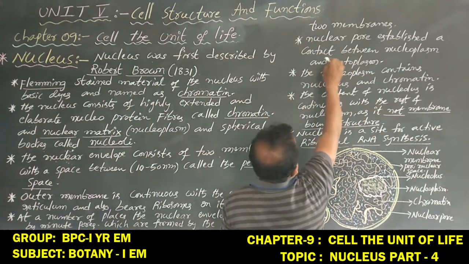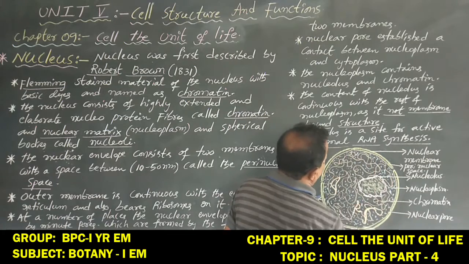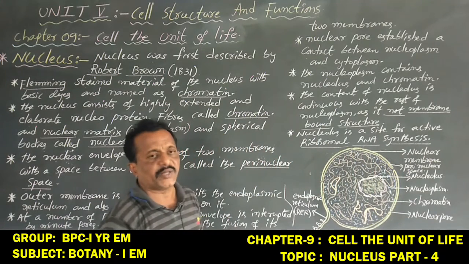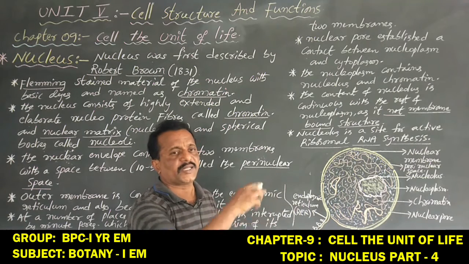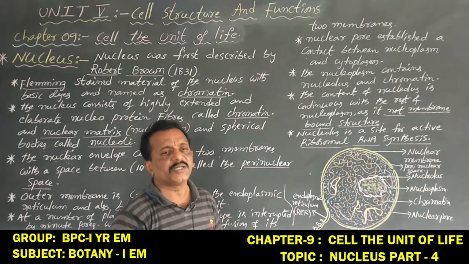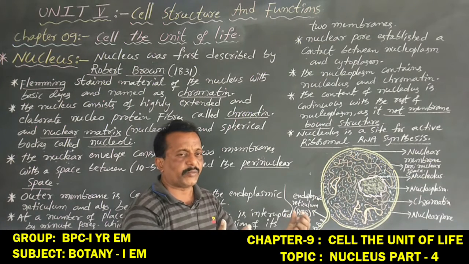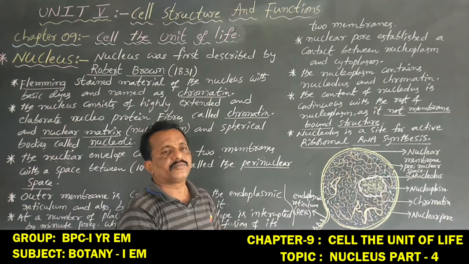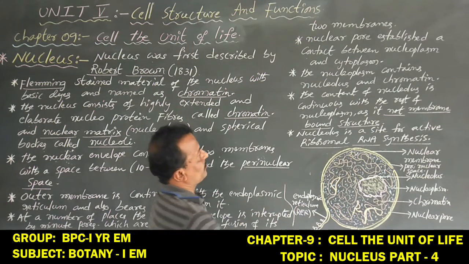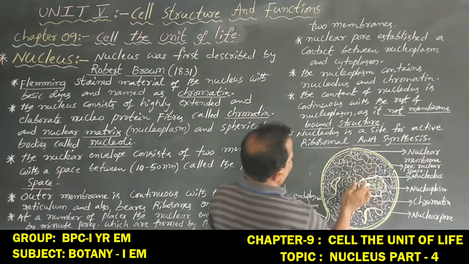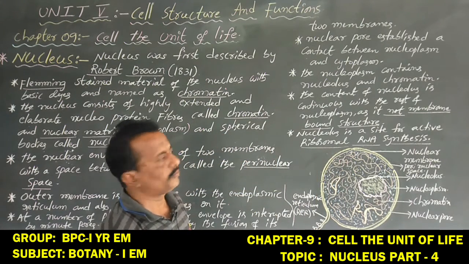So the nuclear pore establishes contact between the nucleoplasm and the outside cytoplasm. Why? Because the nucleus occurs in the cell's cytoplasm. So this nuclear pore is always the contact between the outer side cytoplasm and the nucleoplasm of the nucleus. This is the function of the nuclear pore.